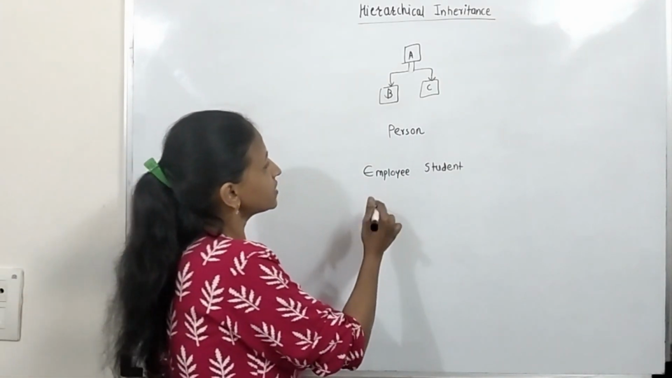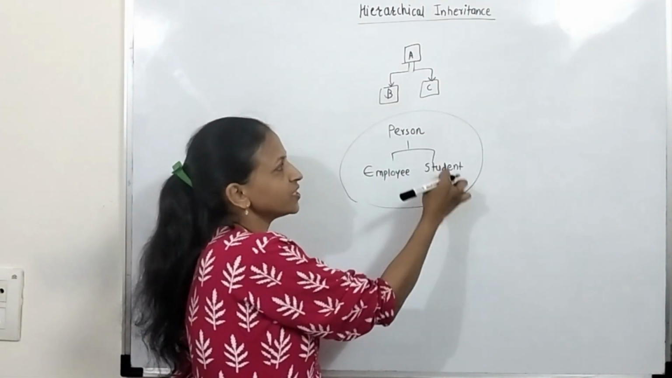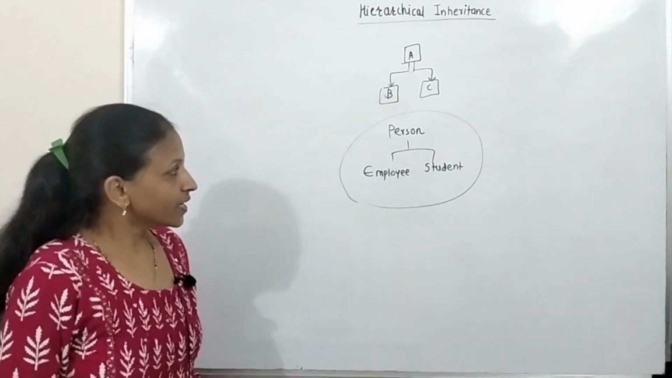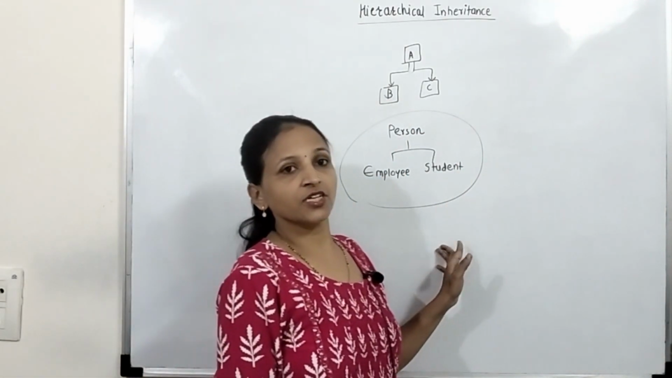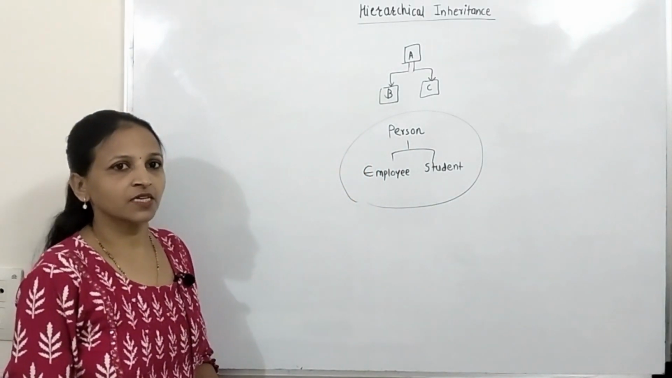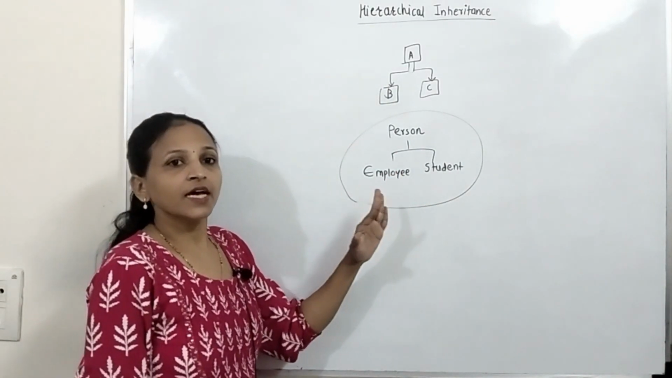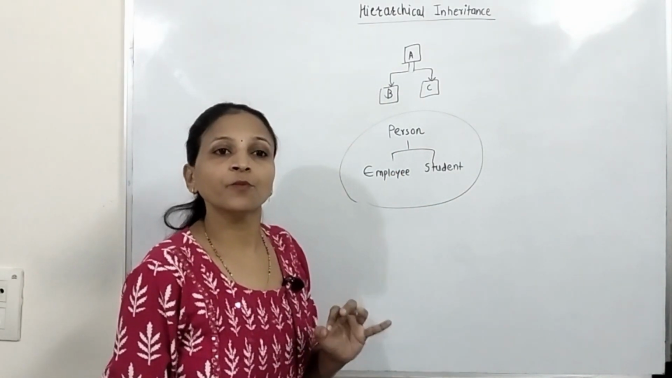Now again you can see this structure: an employee is a person, and a student is also a person. In this way, whenever there is such a structure, we can use the hierarchical inheritance concept. Getting it? Now let us see the implementation of this inheritance with the help of a program.